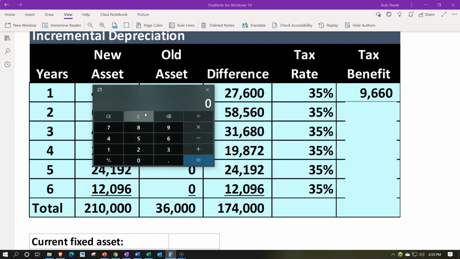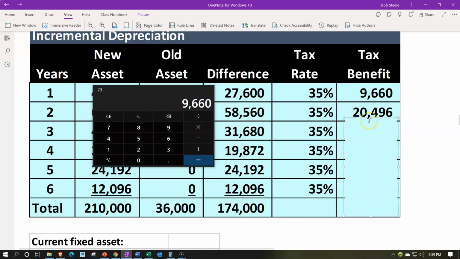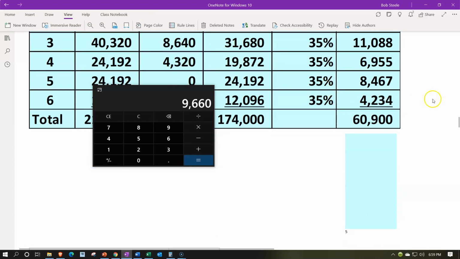So in any case, we got the 27,600 times the 0.35. That's going to give us the 9,660 and the 50. Whoop, something funny happened there. Hold on a second. Let me see if I can undo that.